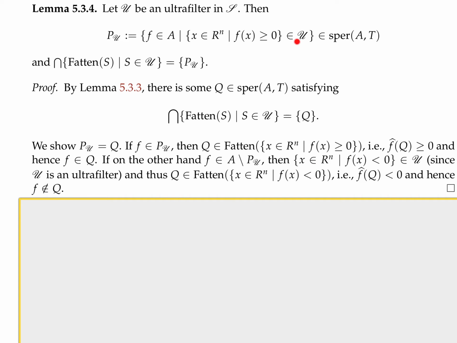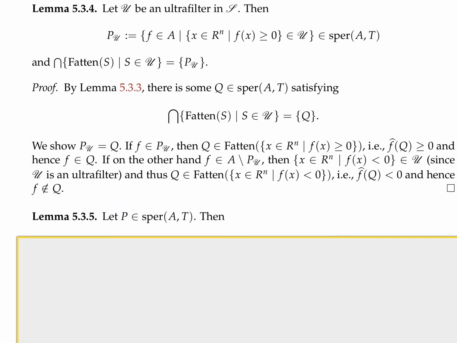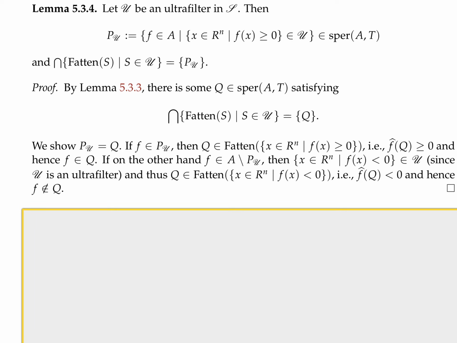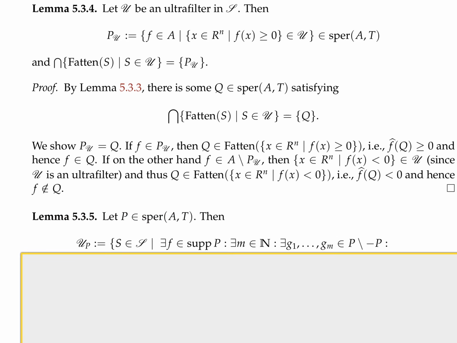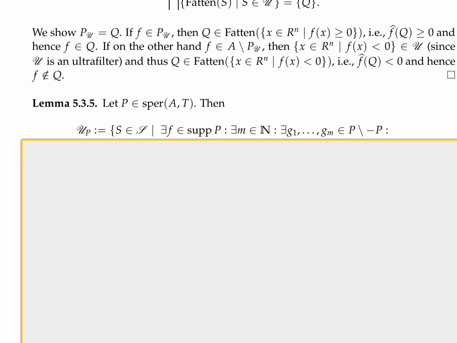I needed this step that if this is not true here, then the complement of this set lies in U. Here I needed an ultrafilter. Okay, so now we have associated to each ultrafilter in the Boolean algebra of k-semialgebraic subsets of R^n a prime cone of a pre-ordered ring AT, where T was this pre-order generated by the non-negative elements of a fixed ordered field K. Right?